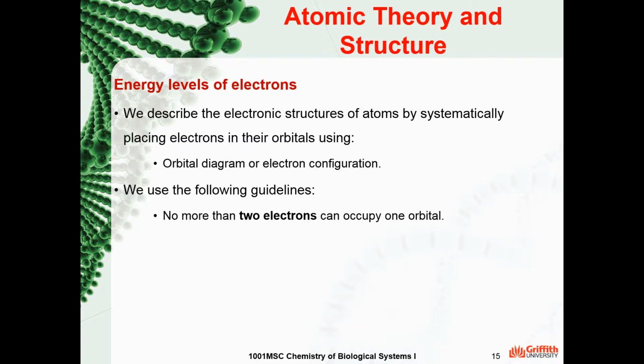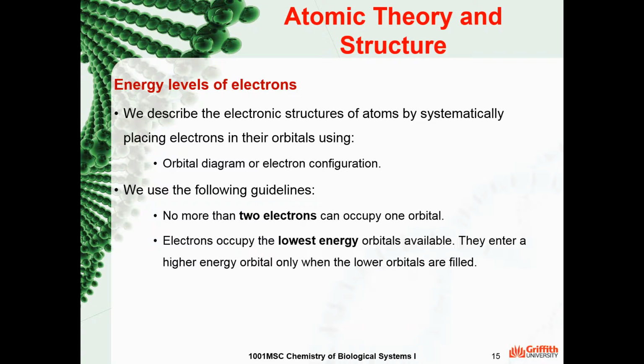So when you do the orbital diagram, you could have an empty orbital if there are no electrons left to fill it, or you can have only 1 electron or 2 electrons. You cannot have 3 electrons in one orbital. When you have 2 electrons in one orbital, they have to be in opposite spin. The second rule states that electrons occupy the lowest energy orbitals available and then move to the higher energy levels.